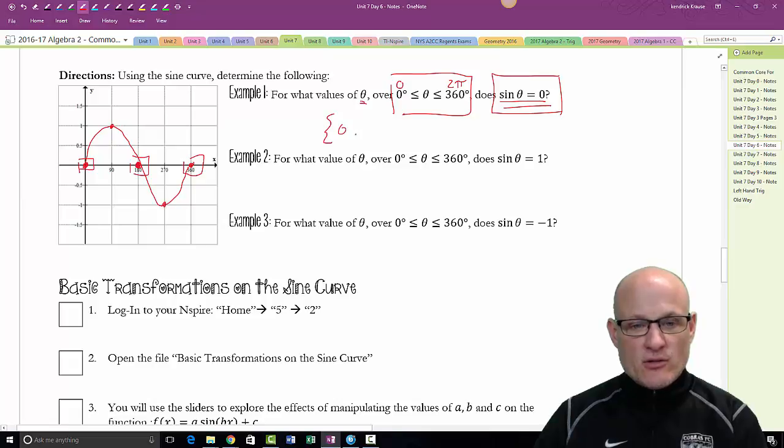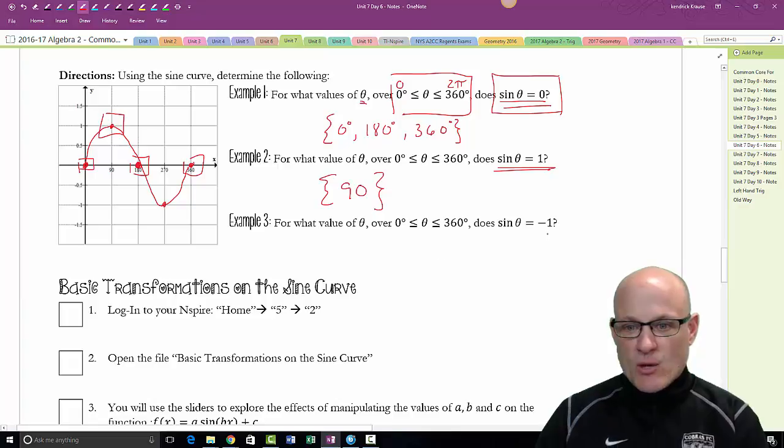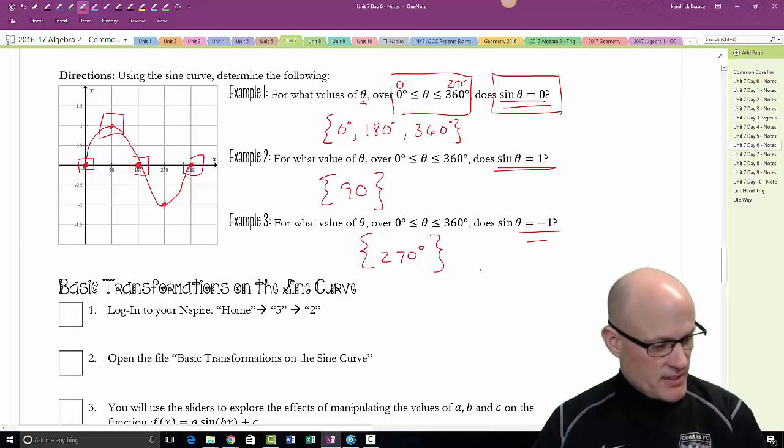That's at 0, 180, and 360 degrees. Where does it equal 1? Well, it only equals 1 at one place, right there at 90 degrees. Yeah, that's one crazy looking thing. And where does it equal negative 1? At 270 degrees. That's it, right?